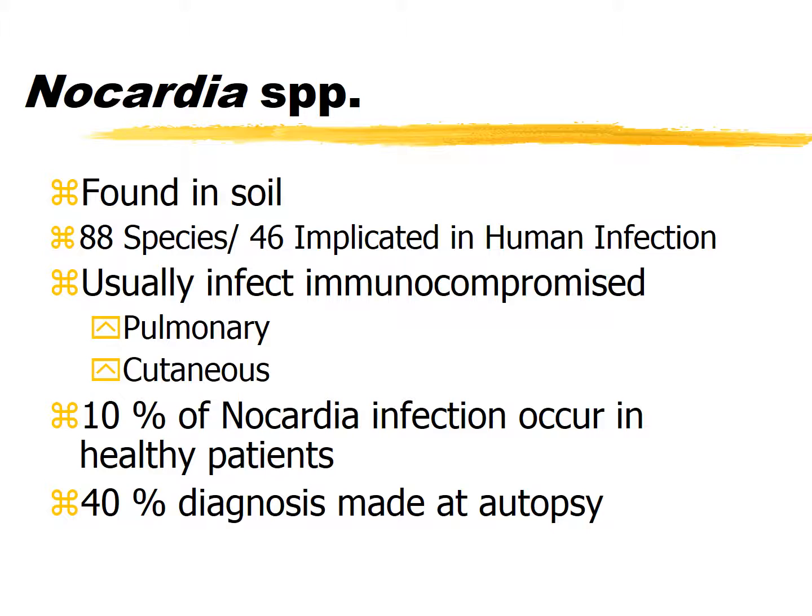So Nocardia species are found in the soil. There's about 88 species. 46 are implicated in human infections. You usually see these in your immunocompromised patient, and you'll see them as a pulmonary or cutaneous infection. 10% of Nocardia cases occur in healthy patients, and 40% of Nocardia is diagnosed at autopsy.